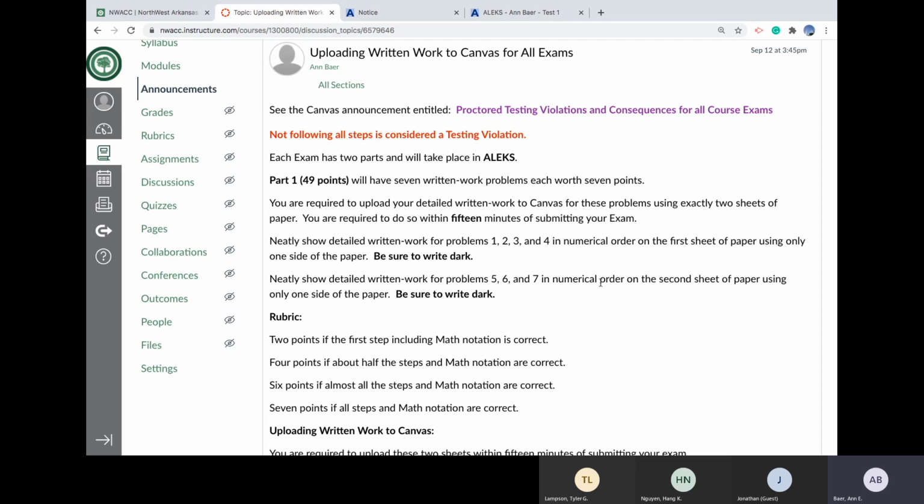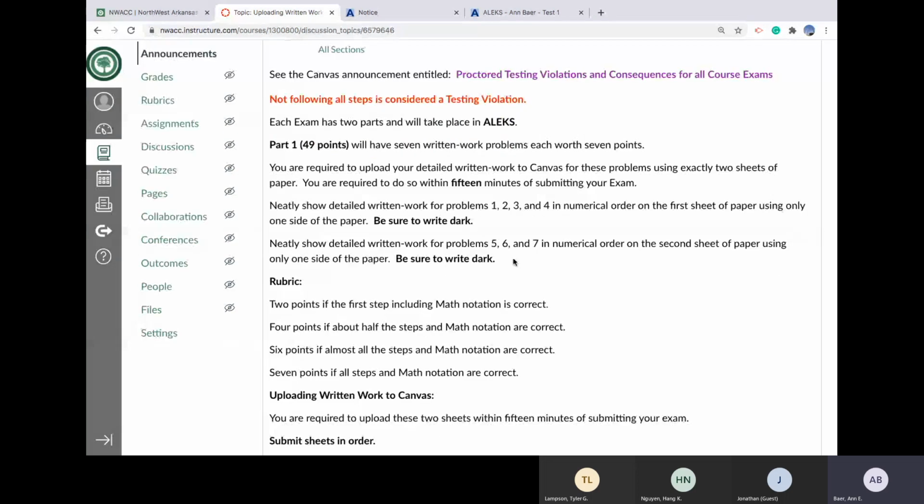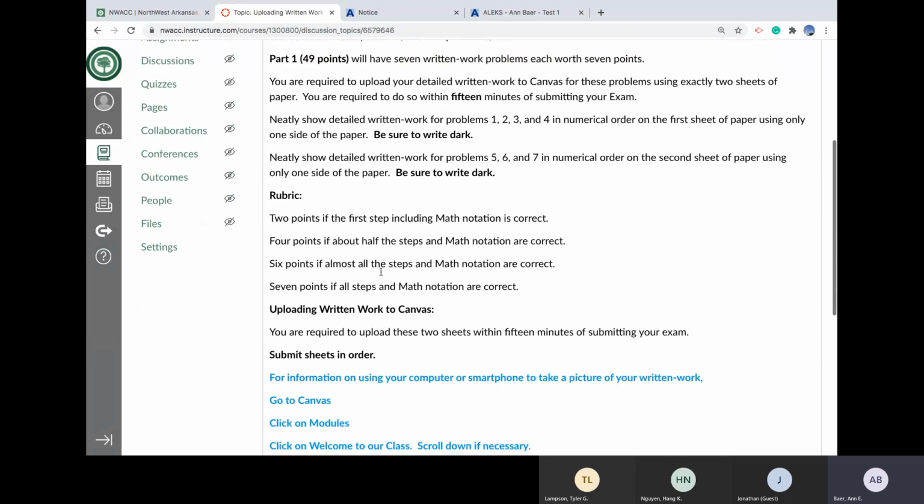Be sure to write dark. That's so I can read it. So when you upload your written work to Canvas, it's going to degrade a little bit. So I need to be able to read it, and that's why I need to write dark. So if you tend to write light, for this test, make sure you're trying to write darker than you usually write. So I'd appreciate that.